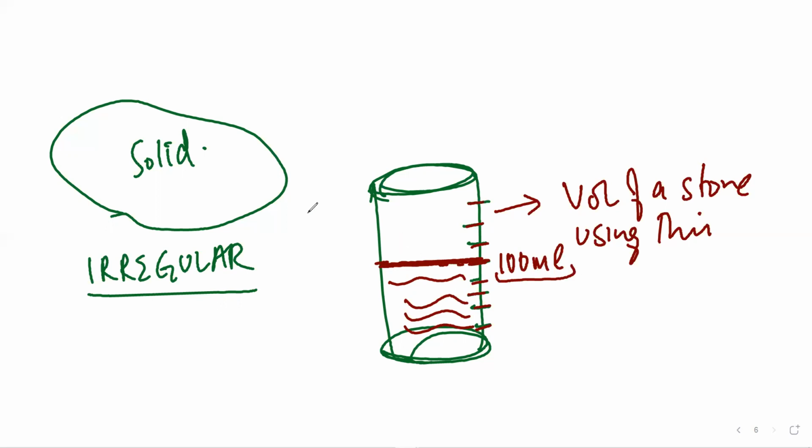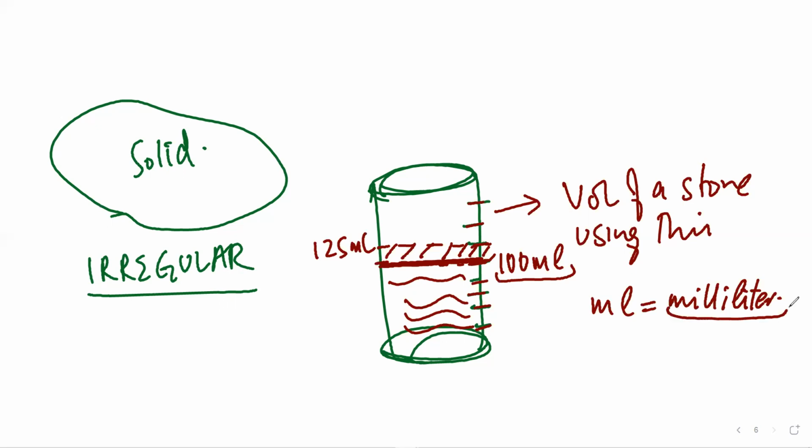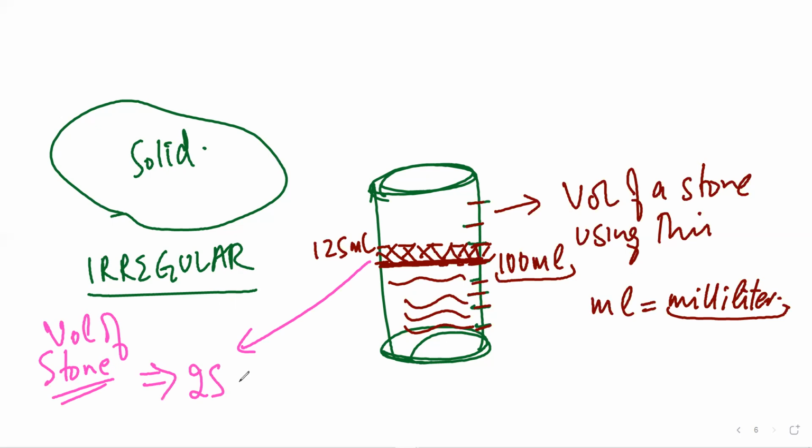Now, when you dip the stone in it, the stone will sink here, and let us assume that the volume rises to 125 ml. ml is milliliters. Have you understood? Yes. So this rise in the volume of water is because of the stone. So the volume of the stone would be 25 ml. Do we agree to this? Yes, sir.